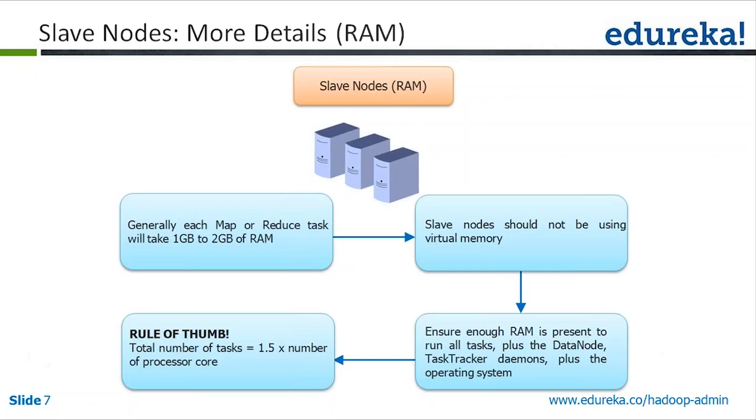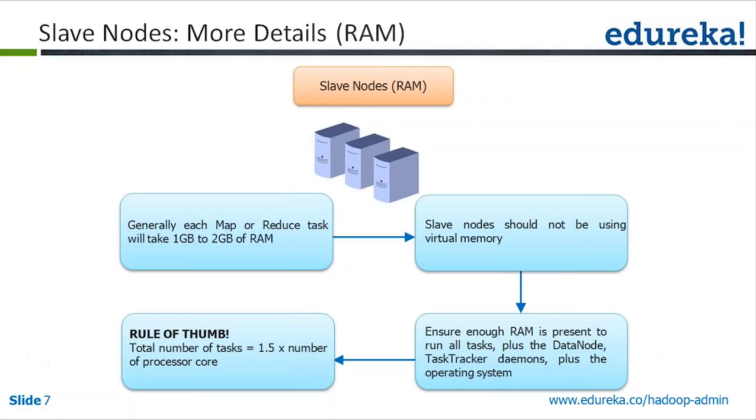and 1 gig to the operating system. Meaning if you have a total of 8 gigabytes of memory, out of which 3 gigabytes you have given to the data node, task tracker and the operating system, then you are left with 5 gigabytes of RAM. So the total number of tasks you want to calculate on each slave node is 1.5 times the total number of processor cores. And if hyper-threading is enabled, then multiply it by 2, which gives you the total number of mappers and reducers.